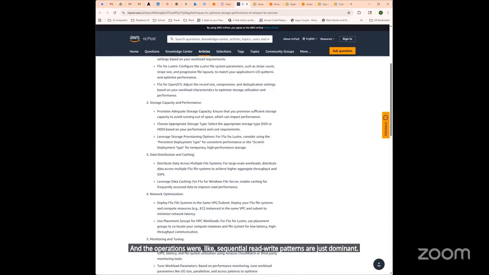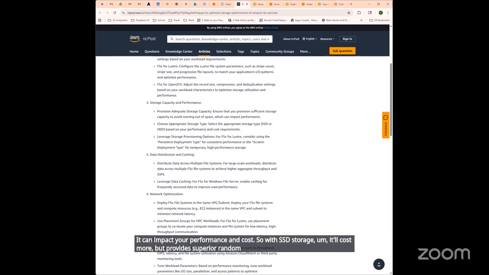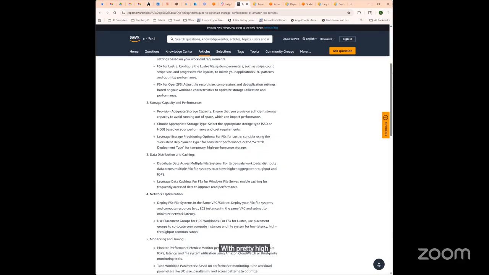So the choice between storage types really depends on what you need, and it can impact your performance and costs. With SSD storage, it'll cost more, but provides superior random access performance. And HDD storage offers a cost-effective solution with pretty high throughput for sequential access to appropriate workloads.